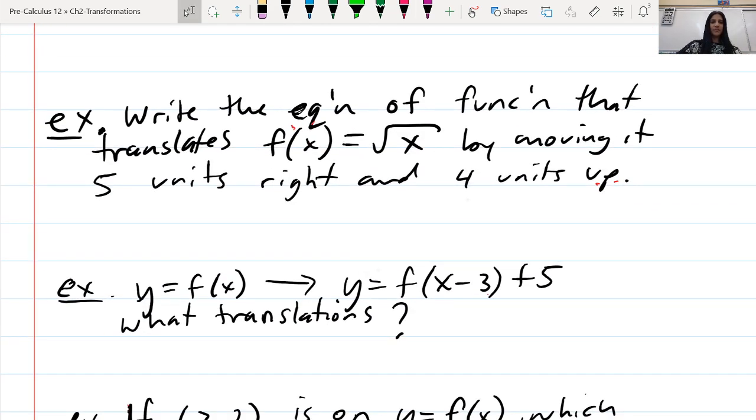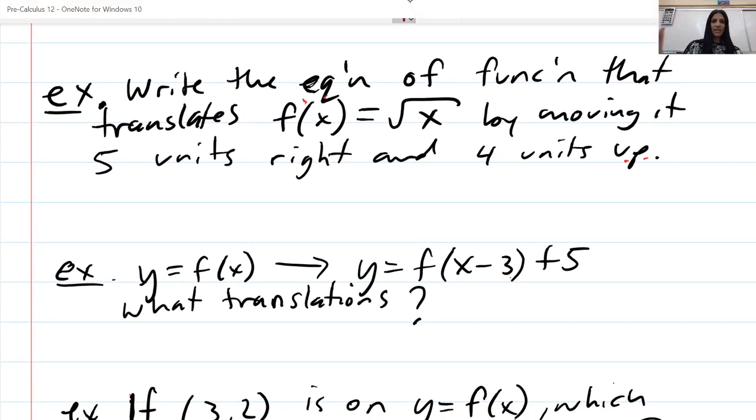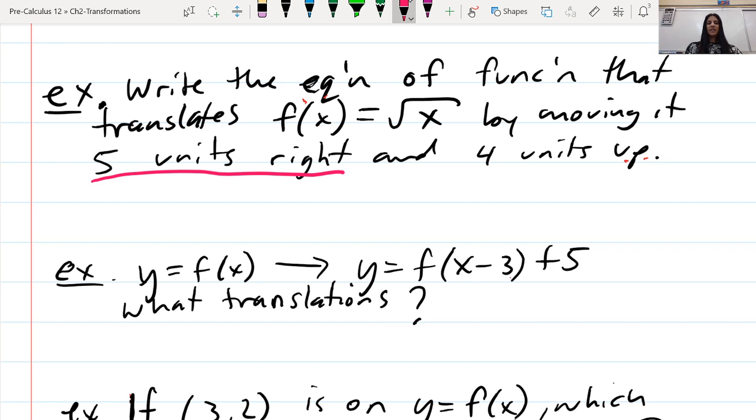Okay, moving on. Write the equation of a function that translates f of x equals root x by moving it 5 units to the right and 4 units up. So we've got to analyze or look at our equation and think, if it's moving it 5 units right, is that going to affect my x values or my y values? And it would be the x values. And we talked about how if we have f of x equals root, if I want to move it 5 to the right, I've got to do the opposite. So instead of it being plus 5, I've got to do minus 5 to move it in the positive direction.